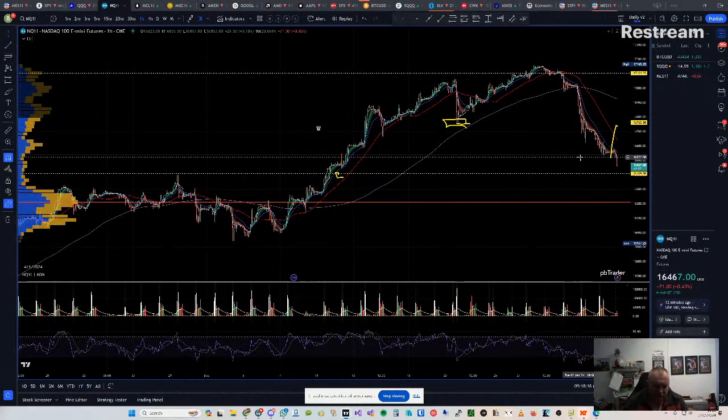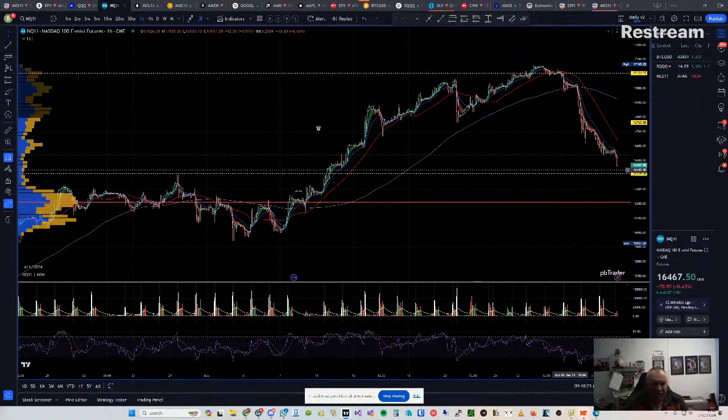NASDAQ, this is the futures NASDAQ. Again, the hourly, I'm only looking at hourly for everything. Same as Qs, 16,409 for a bounce, maybe a little bit lower than that. But that's the area I'm watching for. That's why I'm interested in that area for a bounce.